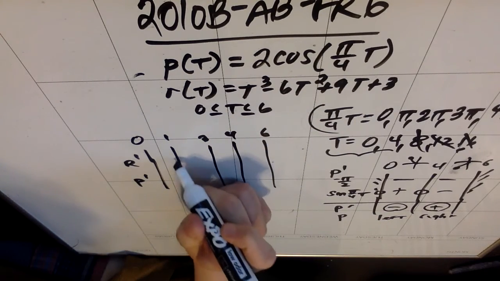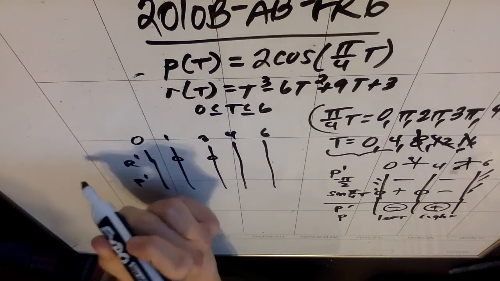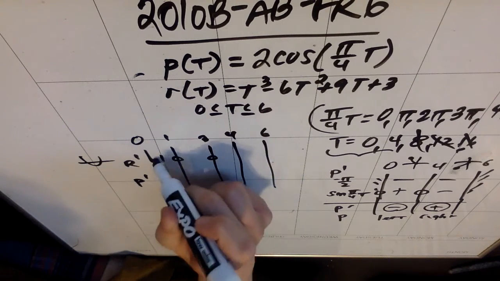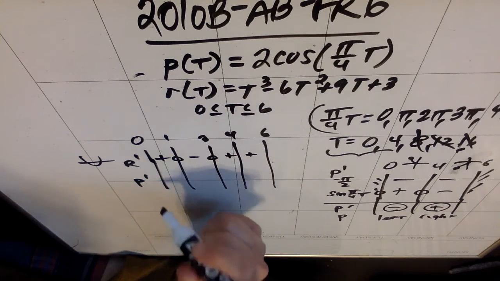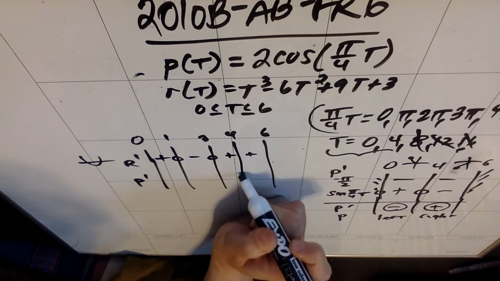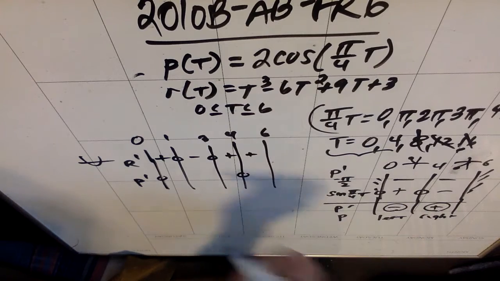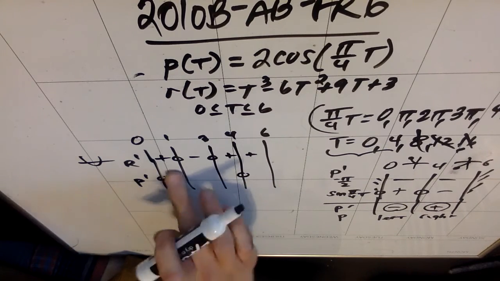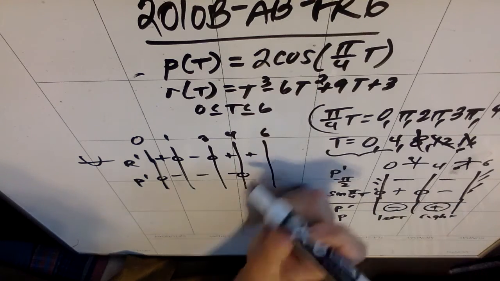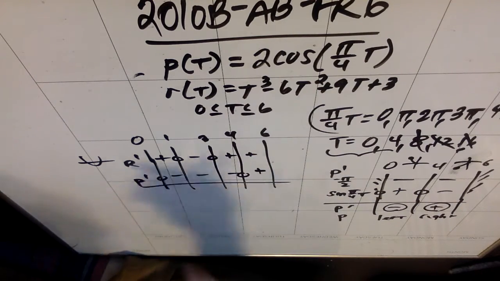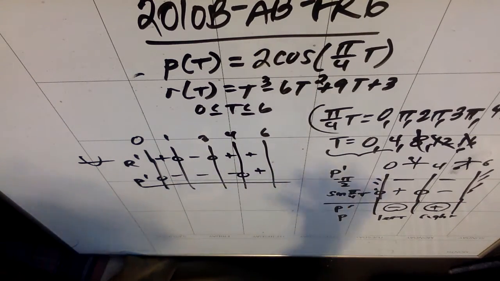So r prime was 0 at 1 and 3, and because it's a parabola that looks like this, it was positive and then negative and then positive thereafter, right? P prime had a 0 at 0 and 4, and we've established that between 0 and 4 it was negative the whole time. My bad. Negative, negative, negative. And then from 4 to 6 it's positive. Now, those are the signs, right? So that's left and right motion, right?